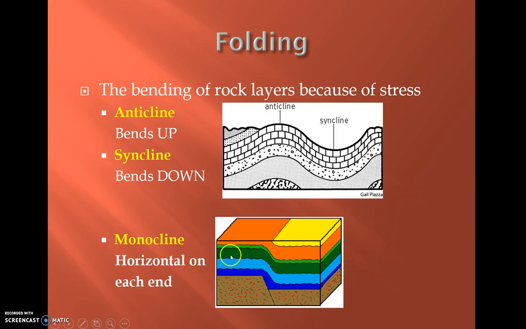A monocline is sort of a sideways motion, so you see it goes here and then it drops down and then goes straight again. So it doesn't have the up and down of an anticline and syncline. You have a little dip right here and then it levels off.